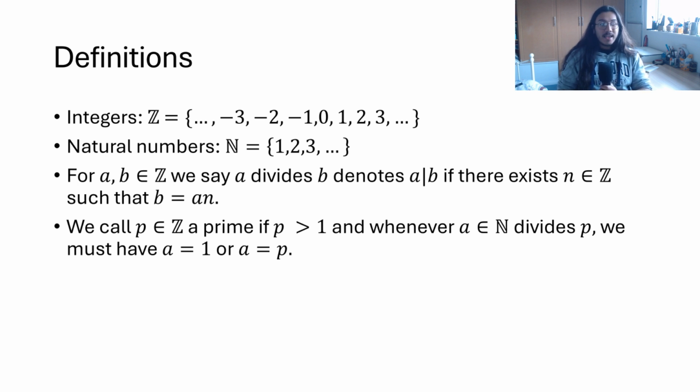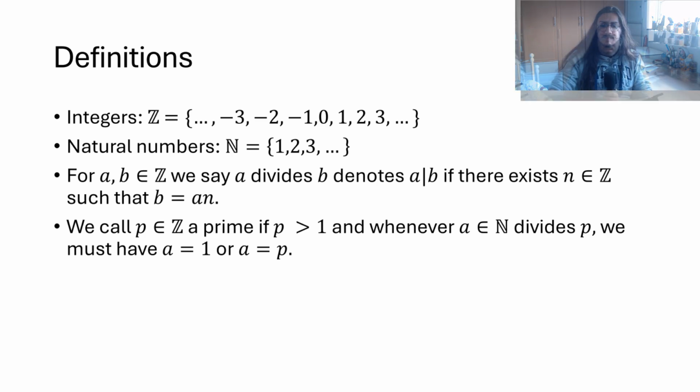Now, we say that for a and b being integers, that a divides b, denoted as a bar b, if there exists an integer n such that b is equal to an. We call an integer p a prime if p is greater than 1, and whenever a natural number a divides p, we must have that a is equal to 1 or a is equal to p. This is equivalent to saying that for p to be a prime, it has to be greater than 1 and is divisible only by itself and 1.